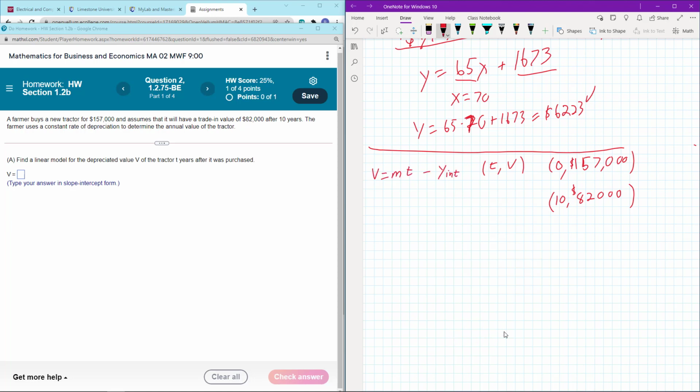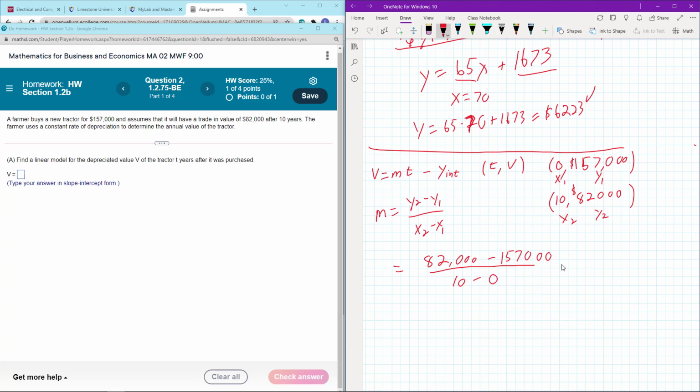So one of the things we need to do is go ahead and compute the slope. So once again, we are going to use the slope form, which is m is equal to y2 minus y1 over x2 minus x1. And I'm going to call this x1, y1. I'm going to call this x2, y2. And if I do, I will have that y2 is $82,000 minus y1, which is $157,000, and that is going to be divided by x2, which is 10, minus x1, which is 0.